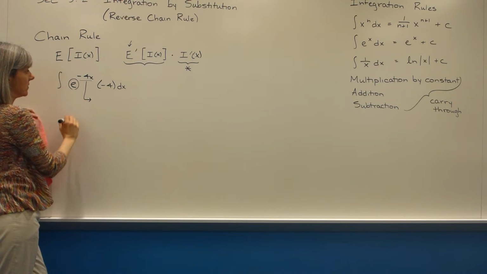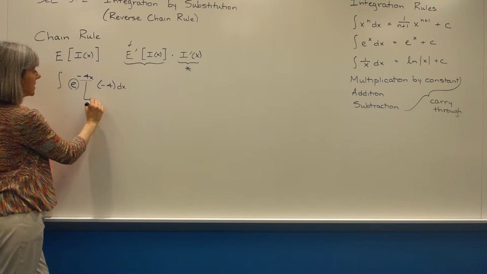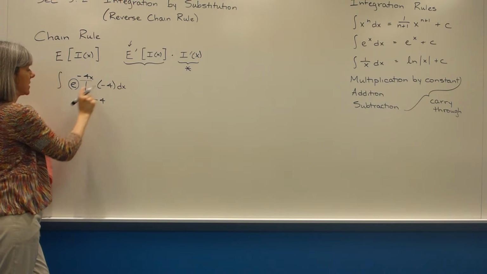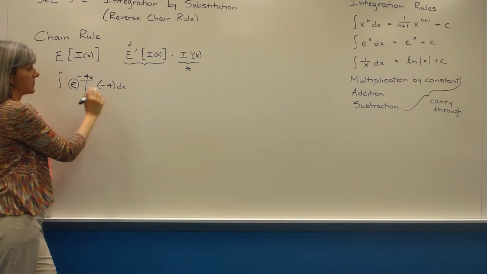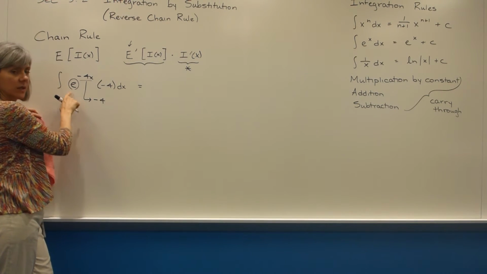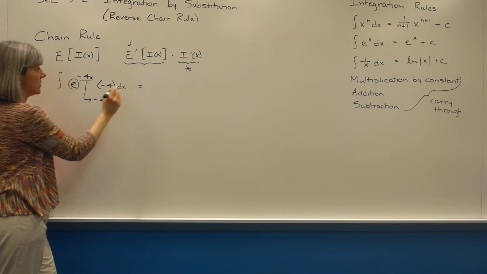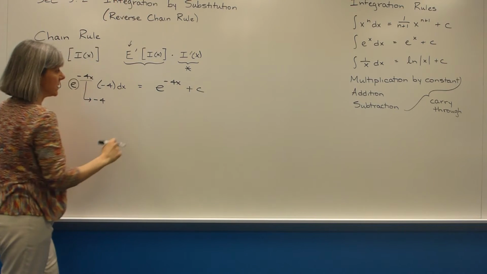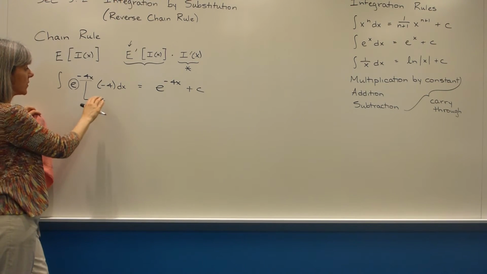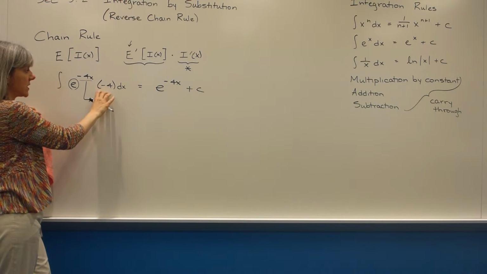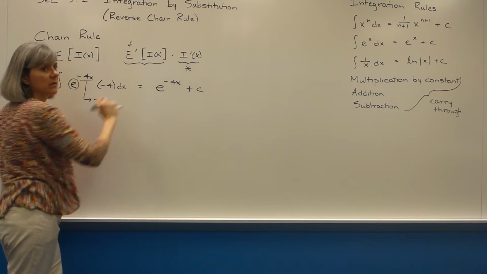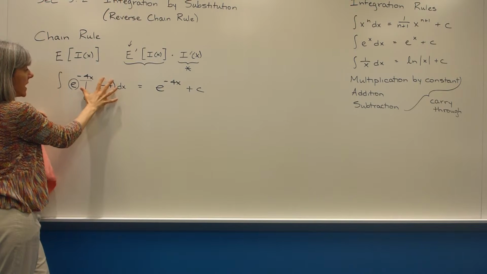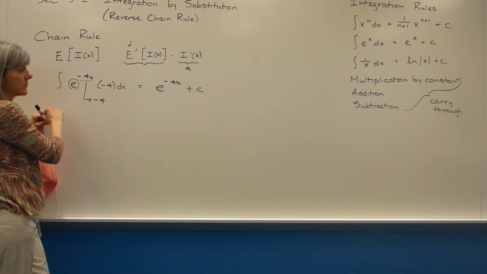So its derivative, the derivative of negative 4x, is negative 4. Is it there? Yes, it is. That means I ignore this piece and concentrate on the outside function. The antiderivative of an exponential is itself, plus c. That's it. So this negative 4 sitting on the outside is the full derivative of the inside function. Once I've established that, I can ignore it and concentrate on the outside function.